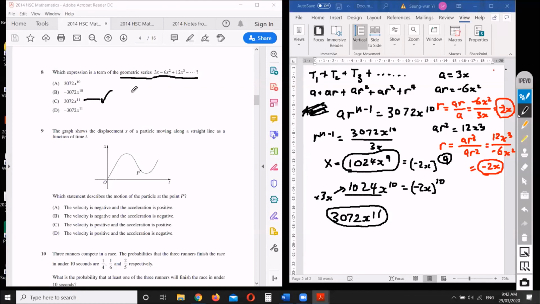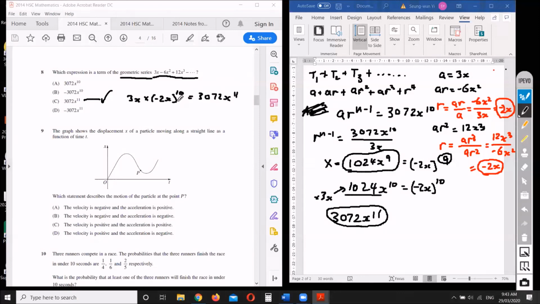Got it? This question, I just used the equation for finding a term in a geometric series. I went with the largest term, which was 11, and I just found the answer to be C. So you did 3x times negative 2x to the power of 10, and that gave you 3,072 x to the power of 11. Is that right? Negative, I think. Oh, no, positive. Never mind.